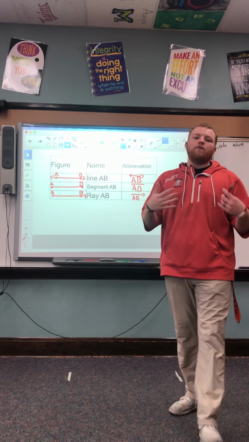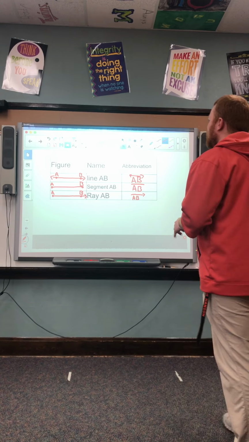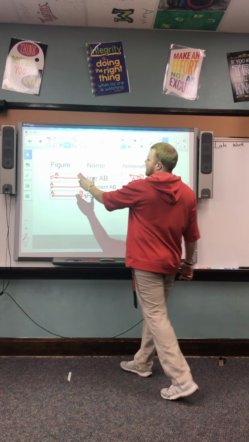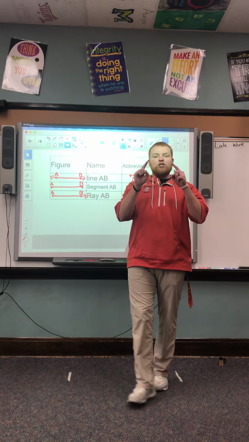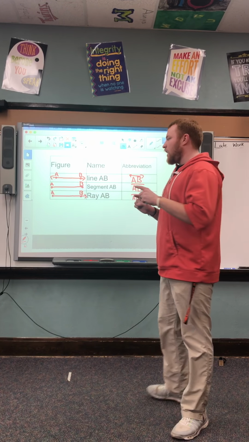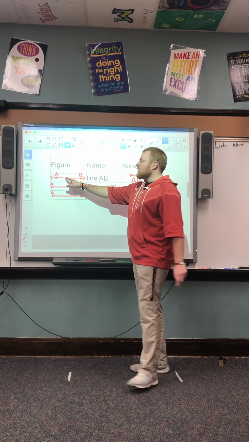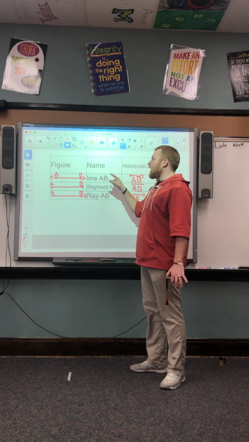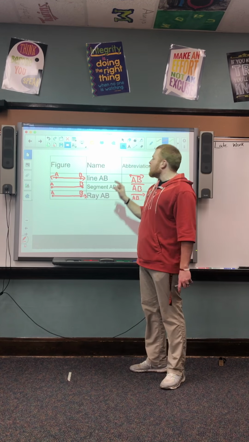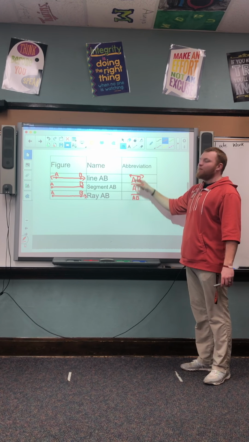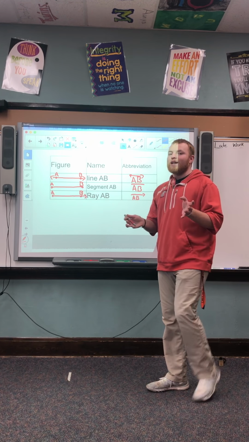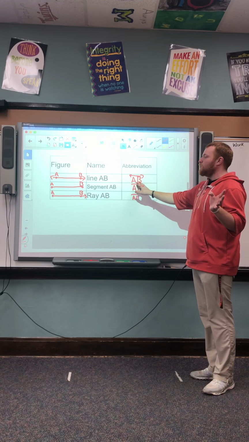When we have different figures, in this first row we have a line. Now remember, a line has two arrows at the end. We would classify this line as line AB, and instead of writing line, we would write AB with a line above it, just like it shows up on the board.